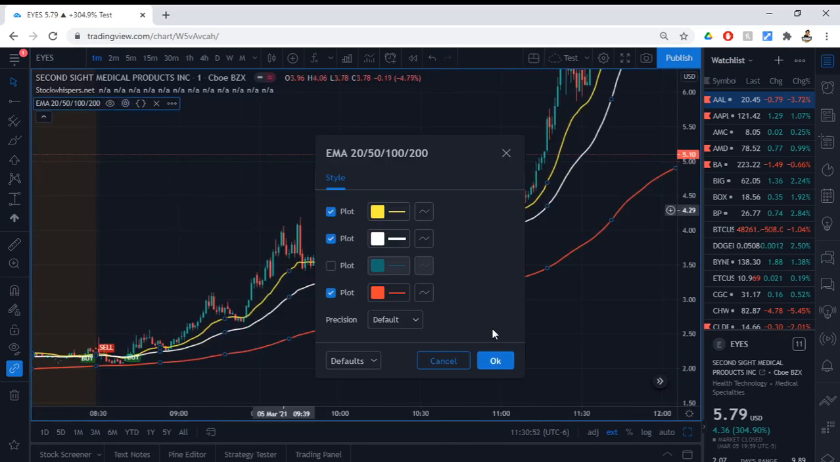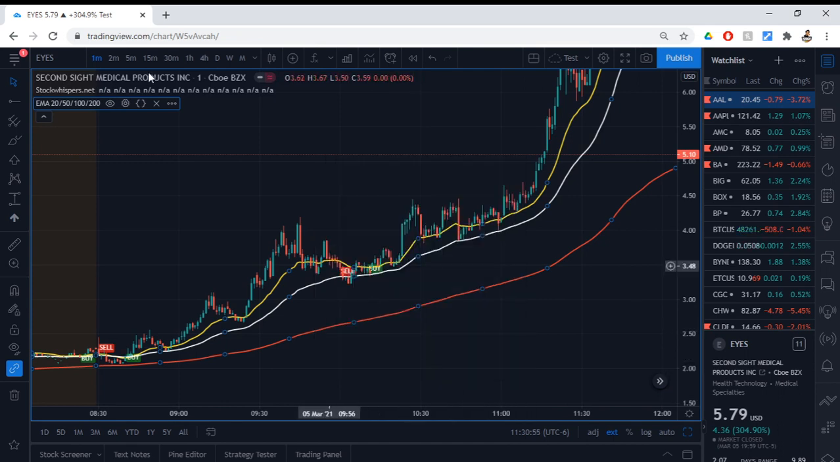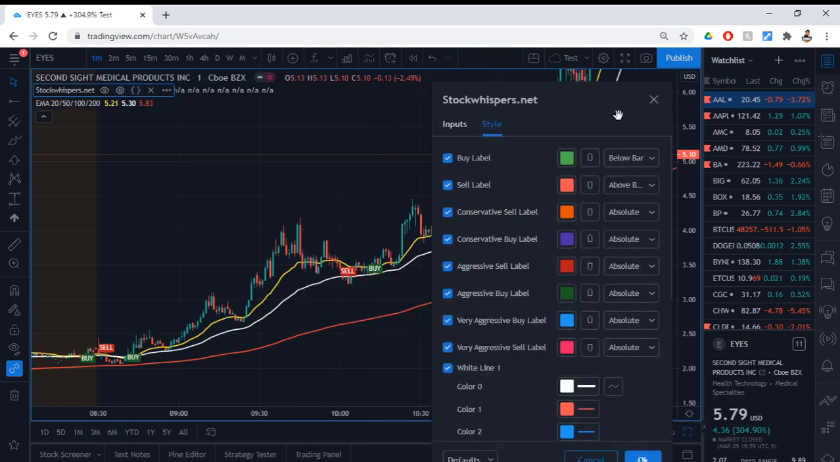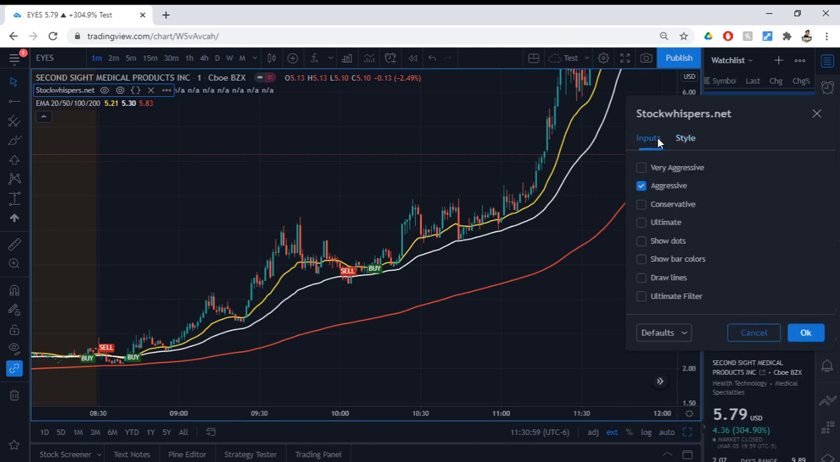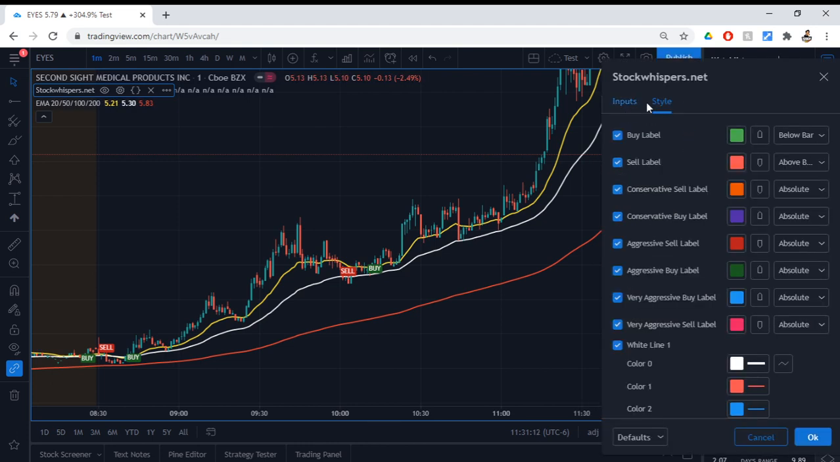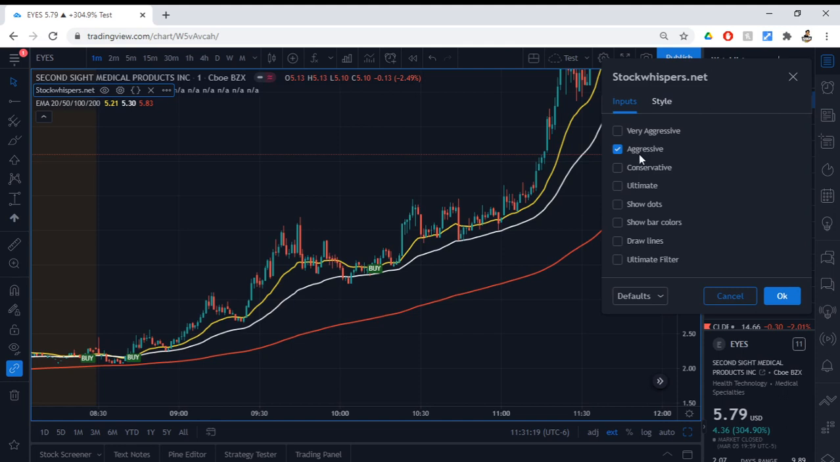But you can mix here a slower entry, like the aggressive or the conservative, to mix with a faster entry signal, right? So we don't need the sell labels. So we can go and have the aggressive strategy here.